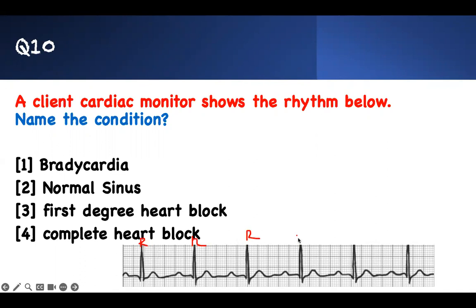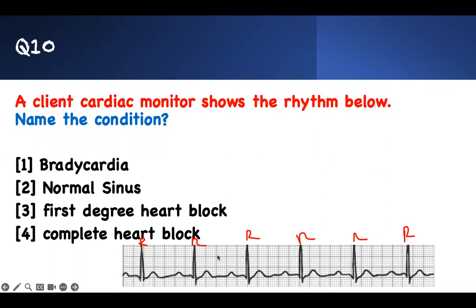And I can see by looking at it, it's uniform. The RR is uniform, therefore it's a sinus rhythm. Then I look for the rate. Or you can calculate the rate.